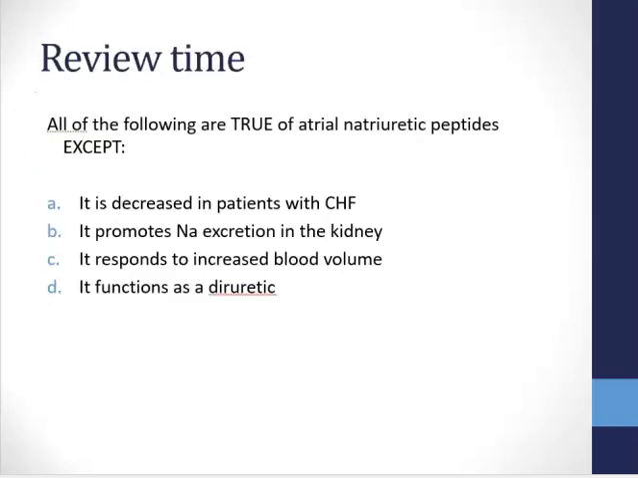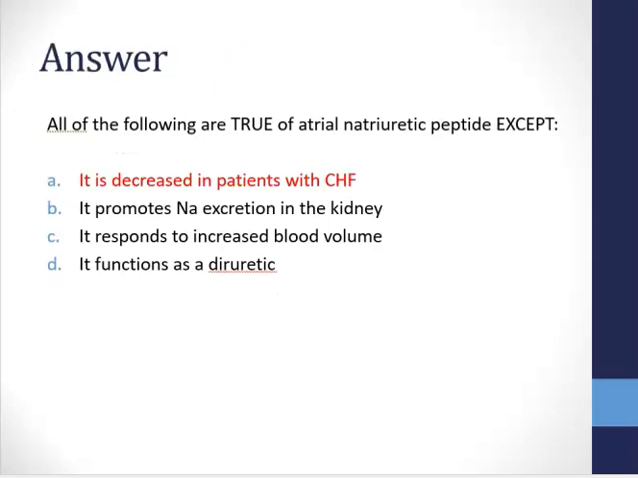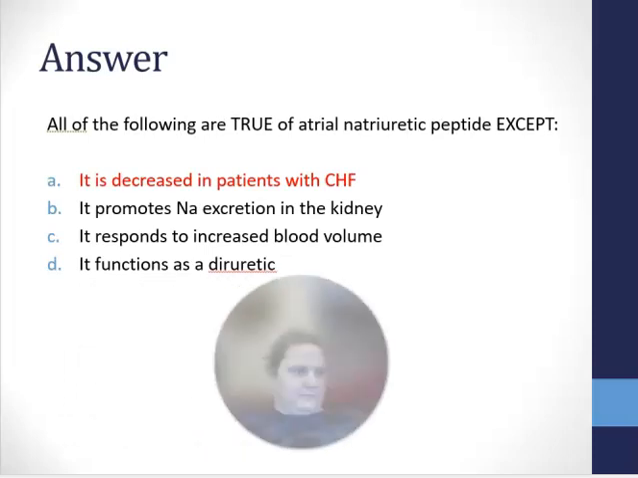Okay, we have one more review question. All the following are true of atrial natriuretic peptides except, is it A, B, C, or D? Take time to read all these options. Try to figure it out on your own before you go on and get the correct answer. Remember, this question was asking which are true except. So you're looking for the false statement. The false statement is it is decreased in patients with CHF, or congestive heart failure.